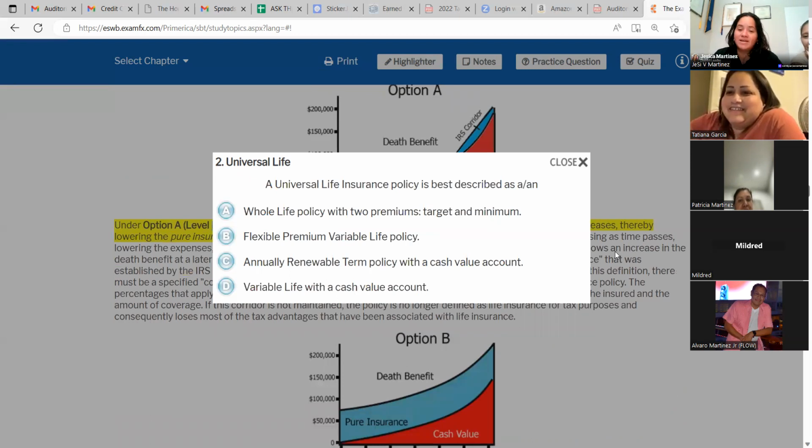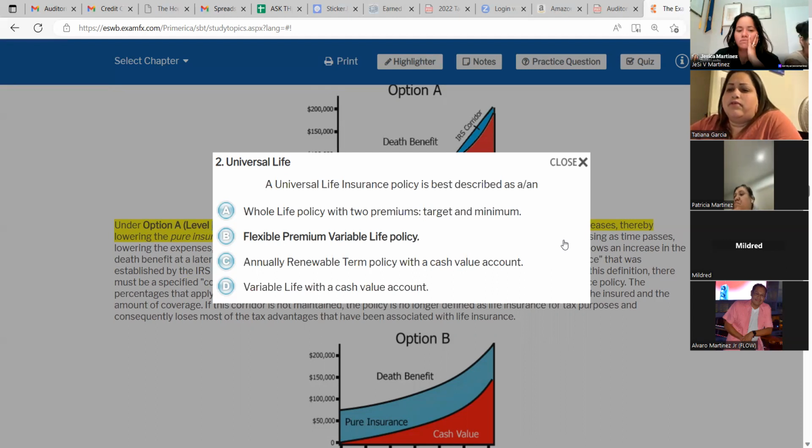Universal life insurance policy is best described as a whole life policy with two premiums, target and minimum; a flexible premium variable life policy; an annual renewable term policy with a cash value account; or a variable life with a cash value account. So Ellie says the closest one she sees is B. We're talking about universal life insurance, the ones that have option A and option B. What do you guys think? Anybody else think something else?